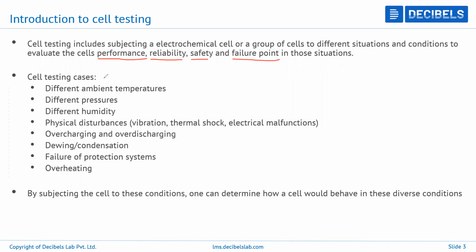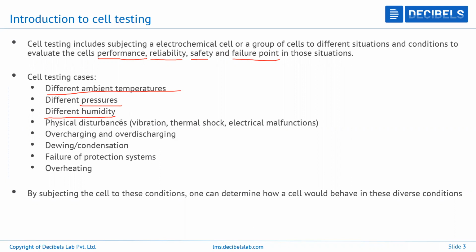This variation in operating conditions could be as follows: you have different ambient temperatures, especially when you see batteries being used in marine applications. There it faces a variety of different ambient temperatures, all the way from very cold temperatures to very hot temperatures, or different humidity, or a very large amount of water. Different pressures too. The cell and the battery pack could face all of this.